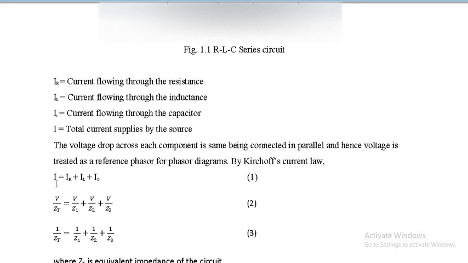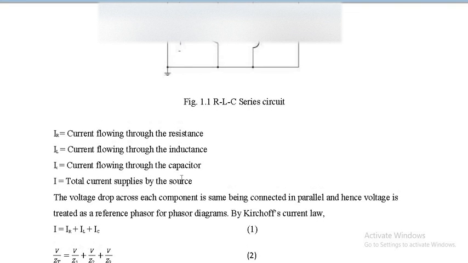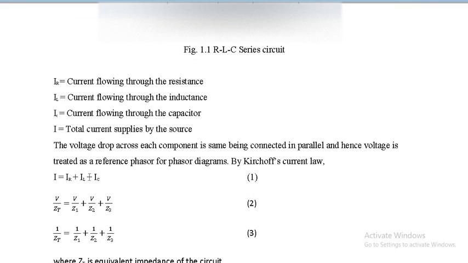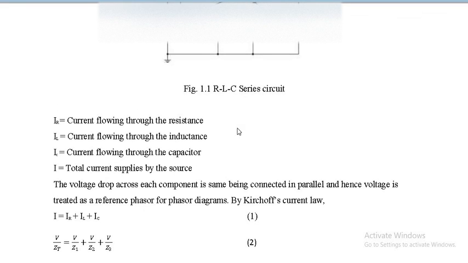I is V upon ZT, so total voltage upon total impedance, where IR can be written as V by Z1. Actually it is V upon R, because Z1 is equal to R. In the second case, IL is equal to V upon Z2, where Z2 is equal to XL. And IC will be V upon Z3, where Z3 is equal to XC.